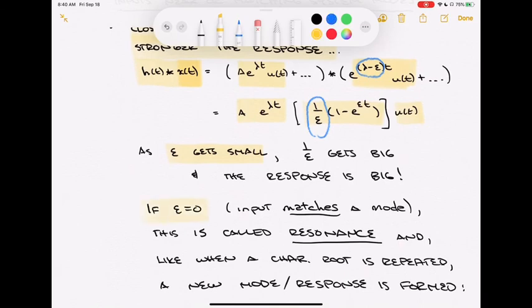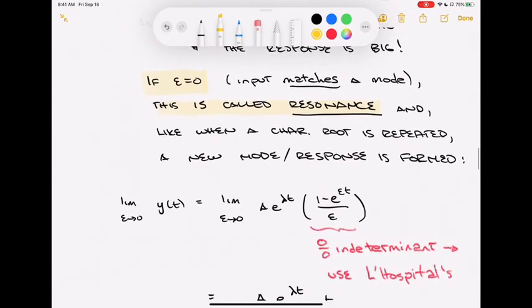If epsilon equals 0, that means my input has a mode that exactly matches one of the modes of my system. This is a condition called resonance. So if you see resonance in a system, it's because you're driving the system at one of its natural modes. And we can take a look at that as well. We're looking at the limit of that output as epsilon goes to 0. That's a limit of at least that part of the term that we looked at up there. There could be some other stuff. We're just worried about this one.